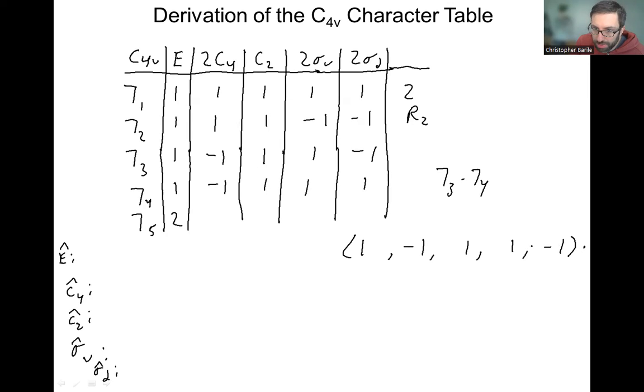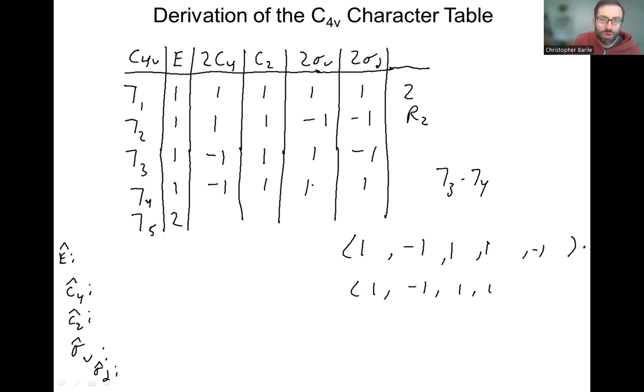Just write that on the right side. Ignore this one. Ignore this one. Just give me some space here. 1, 1, -1. Okay. And gamma 4 is 1, -1, 1, 1.